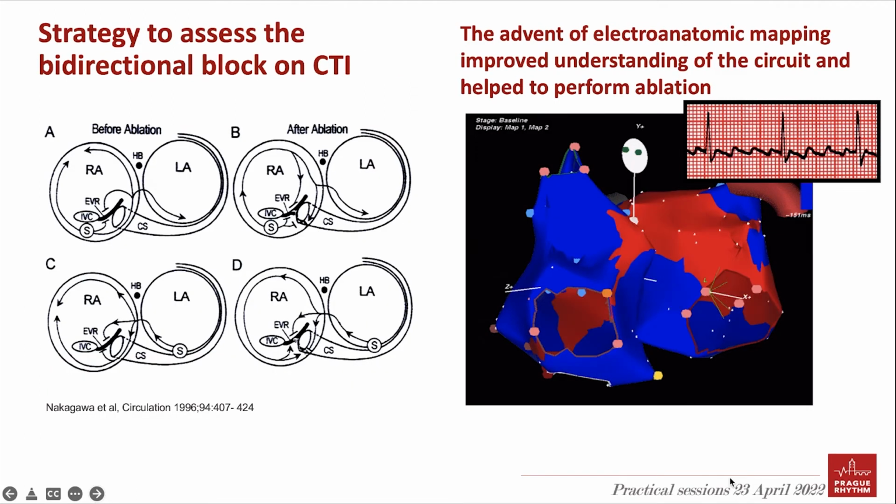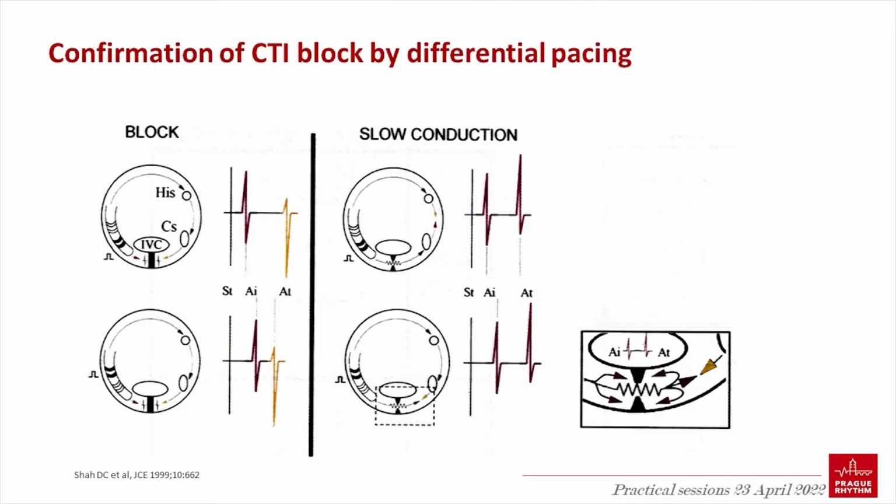The strategy to assess bidirectional block on the CTI was described in the mid-90s. Pacing was from the proximal CS and from the low right atrium, as you can see here. The advent of electroanatomical mapping improved understanding of the circuit and helped to perform ablation, especially in some difficult cases. A group from Bordeaux described the so-called differential pacing that could differentiate definitive block from slow conduction across the ablation line.